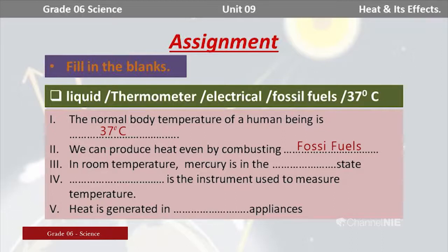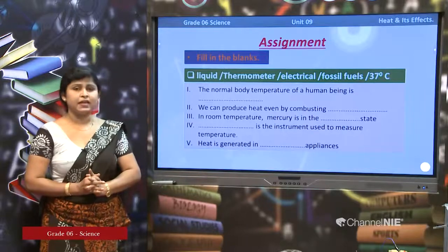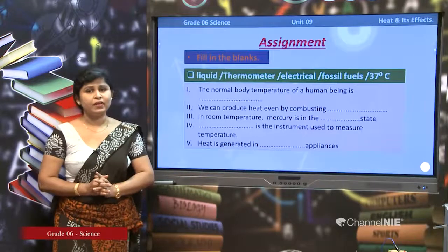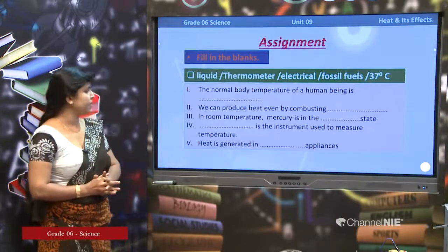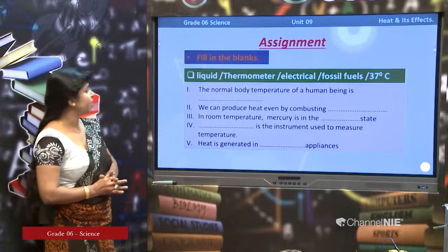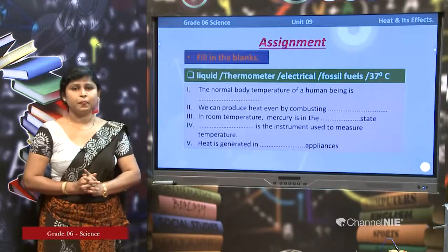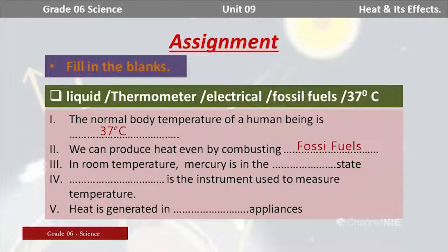In room temperature, mercury is in which state? I need to write the state, whether it is a solid, liquid or a gas. You know the state. In room temperature, mercury is in the liquid state, right? Is your answer correct? Yes. You can mark right or wrong. In room temperature, mercury is in the liquid state. We know that mercury is the only liquid metal in the world.